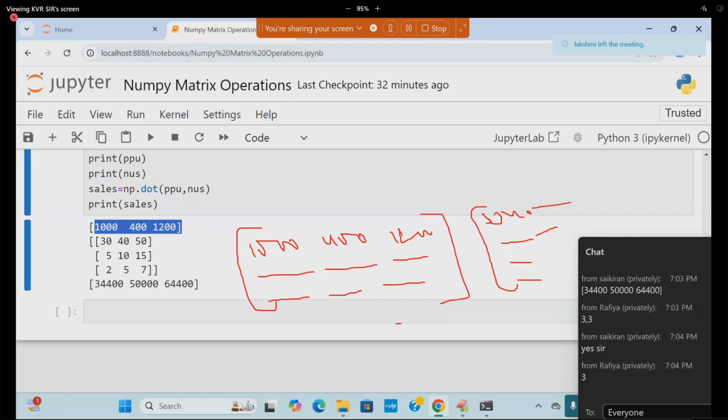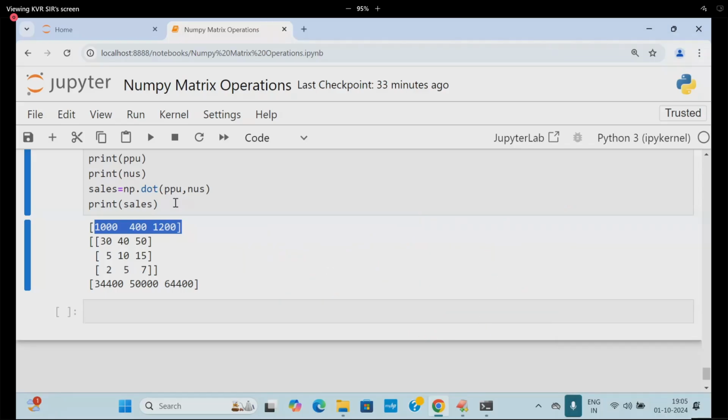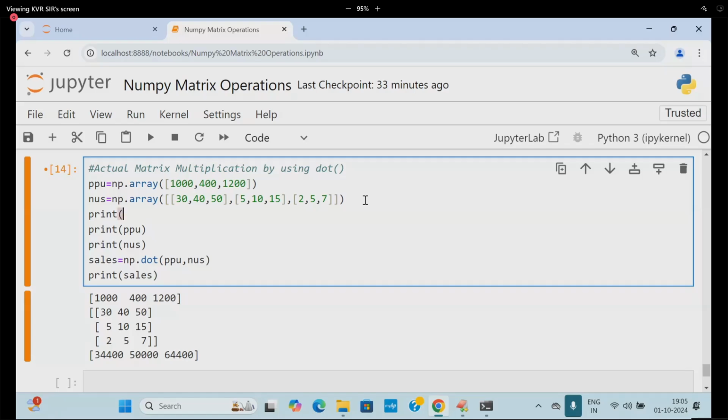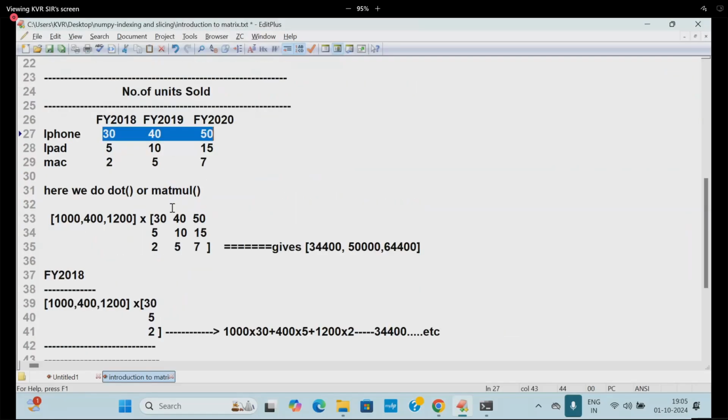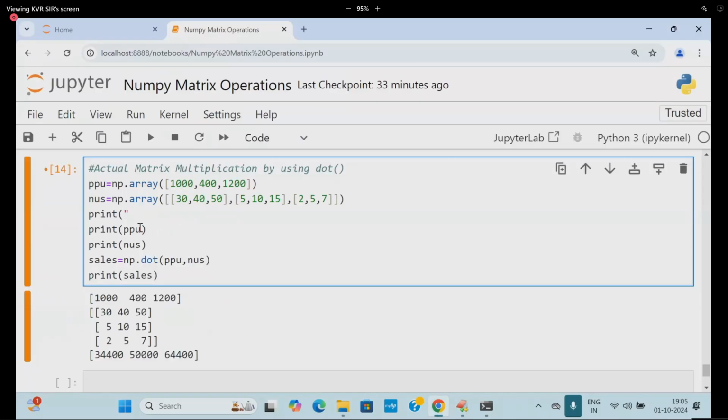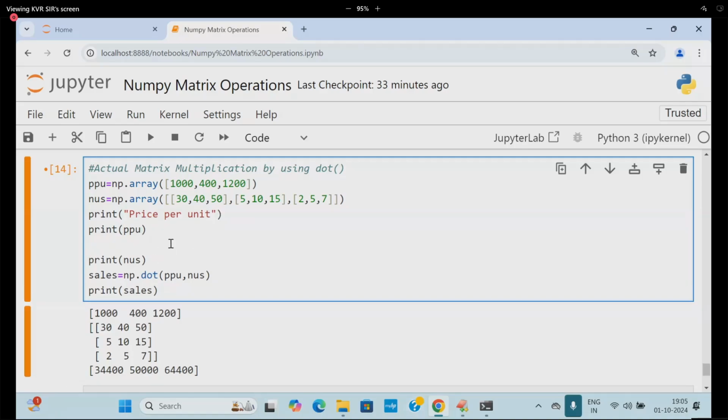So instead of going for equating like that, it is internally applying the broadcasting concept here. What is broadcasting? Very soon I will tell you, it is dead easy. First you observe it. Is it clear? So here I'll write a small description. What is this, students? Price per unit. And this one is printed. And the next one is print of number of units sold. That is the one.